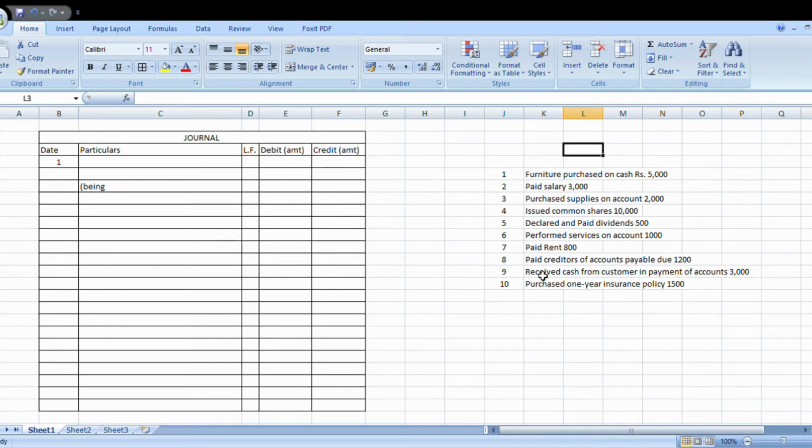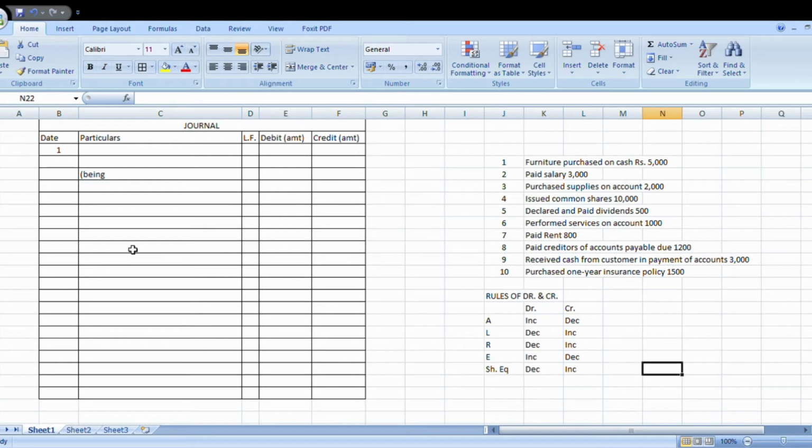Okay, let's assume that these are some of the transactions which have taken place in chronological order. They have been given to you. So now you have to post these transactions in the form of journal entries in this general journal. These have to be done in chronological order, that means line wise, as they are given according to date. Now let's start with the very first transaction, which is given to us for a particular corporation. It says furniture purchased on cash rupees 5,000.